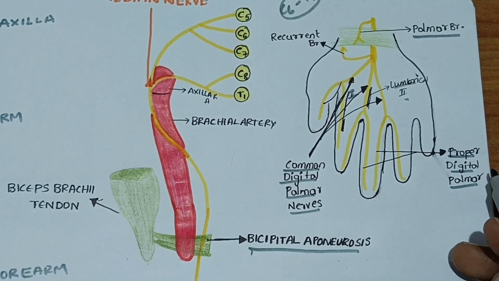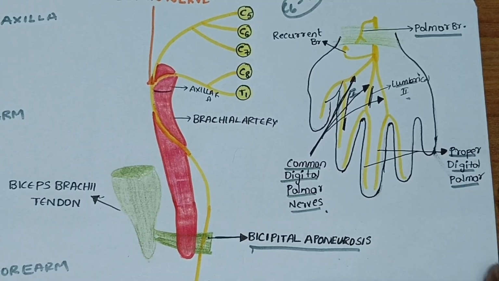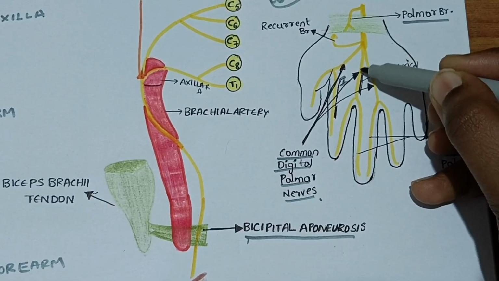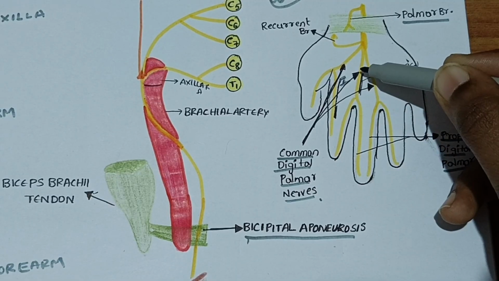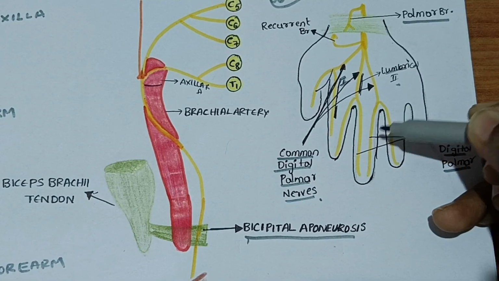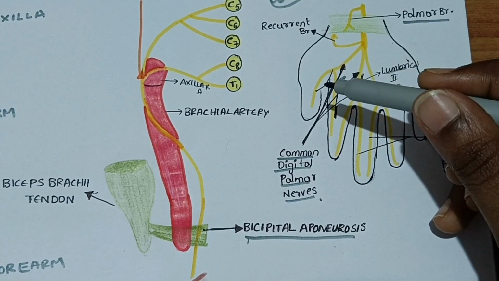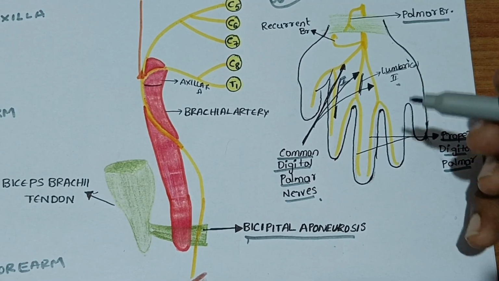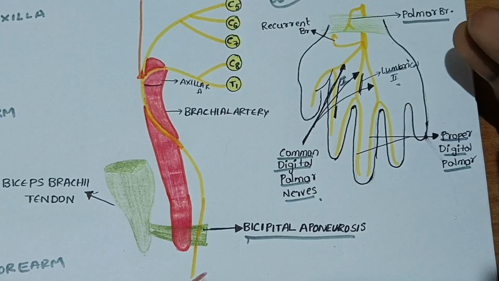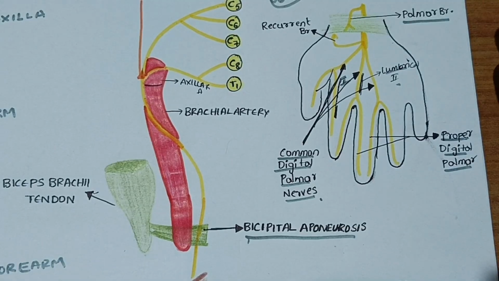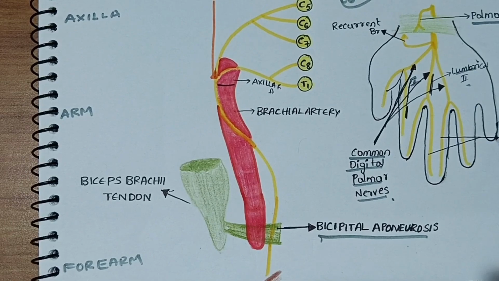These common digital palmar nerves are going to divide into proper digital palmar nerves, which supply the lateral and medial aspects of the index and middle finger, and the lateral aspect of the ring finger, that is, half of the ring finger. The rest is supplied by the ulnar nerve. This is a complete discussion of the median nerve.